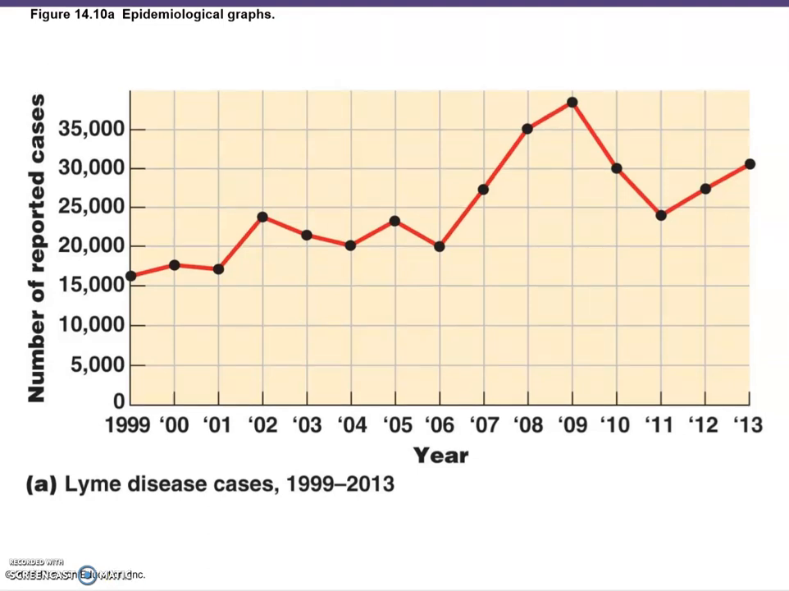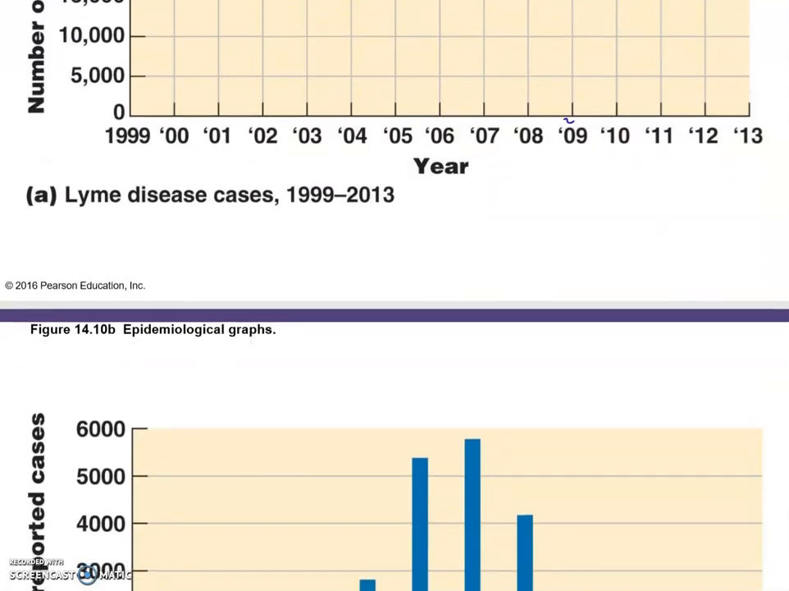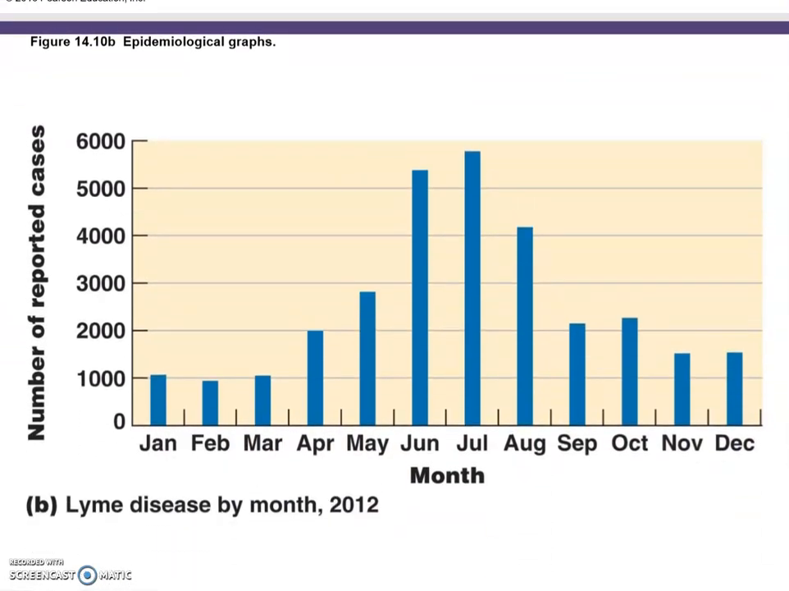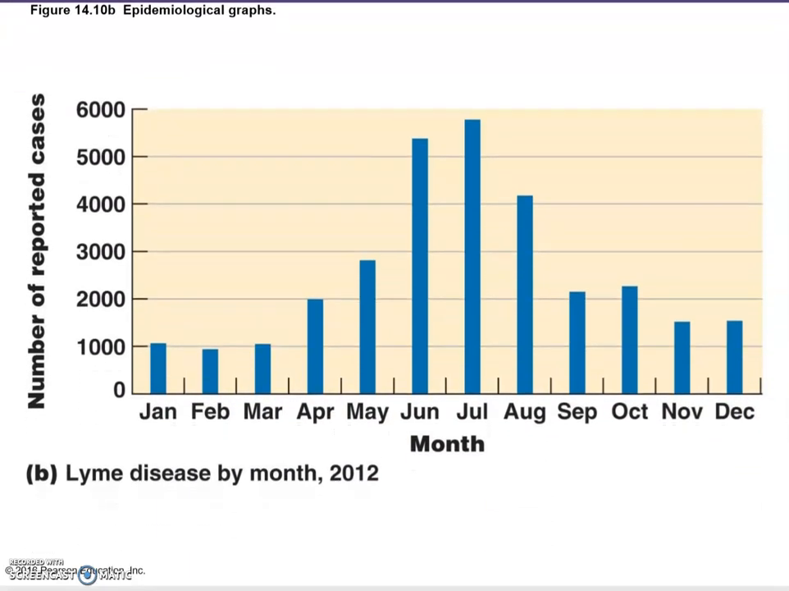So here is a piece of data that an epidemiologist would look at. If we have Lyme disease cases 1999 to 2013, you can see the reported cases by year. You can see 2009 was a particularly bad year, but you just follow the data. Once you have a reportable disease, the CDC will put these graphs together and follow the incidence numbers per year. Here's another one, Lyme disease by month in the year 2012. And you can see that in the summer months, you're going to have a lot more Lyme disease cases as opposed to in the winter months.